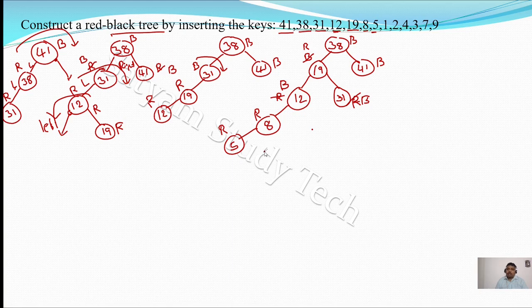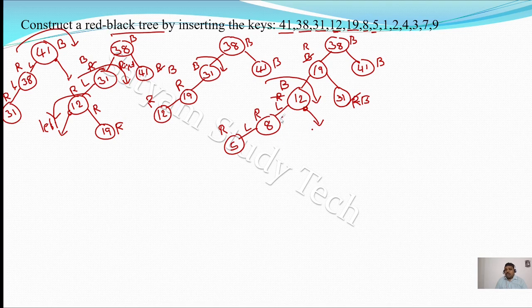So what type of rotation do you have to perform? First you have to identify which type of rotation. 8 is the left of 12, so it is a left. Here also 5 is the left of 8, it is a left. So left-left, we have to perform the right rotation, a single right rotation. That means you can take the thread here and just pull it down in the right direction.